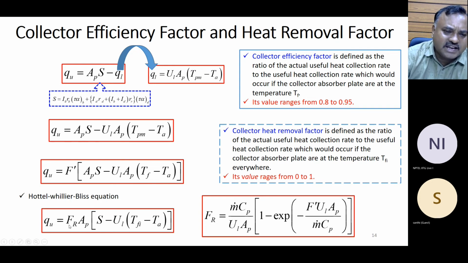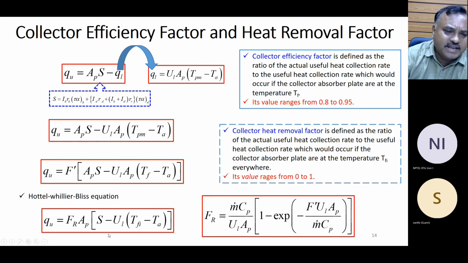So this is something like FR multiplied by AP in bracket S minus UL, again multiplied by the temperature difference between fluid inlet temperature and ambient temperature. So these values are always known. Ambient temperature is known and fluid inlet temperature is known. So that way we don't have to use another methodology to find out these temperatures. Only a temperature sensor is sufficient to find out this temperature difference.